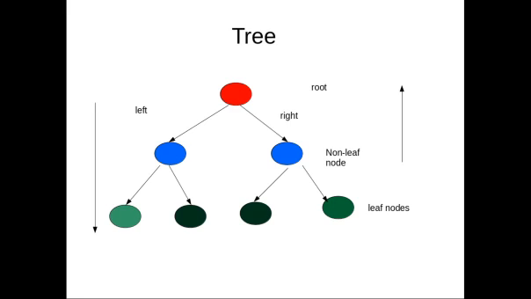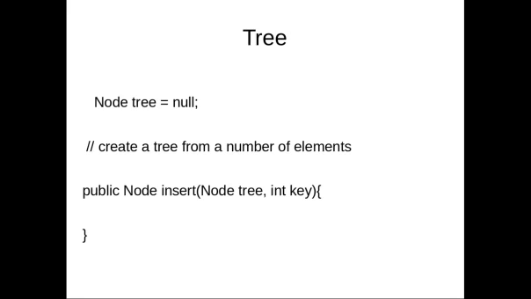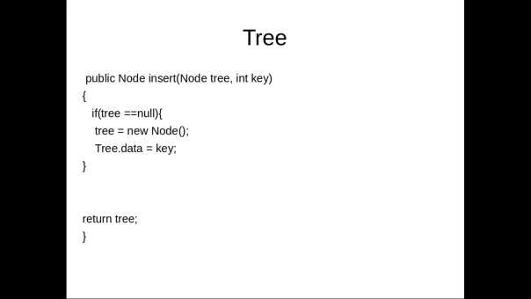Let us see the example first. Okay, and how to insert the element is, now here, you are doing all these operations on a binary search tree. Remember that. And yes, this is the code for how to build a tree. So we will use an insert method. Okay, so this is our method, public Node insert(Node tree, int key).